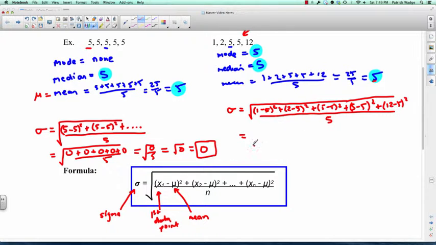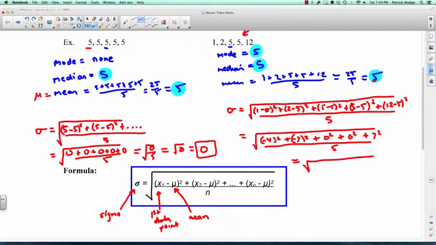So that equals 1 take away 5 is negative 4, and then we're going to square that, plus 2 take away 5 is negative 3, we're going to square that. 5 take away 5 is 0, and we're going to square that. 5 take away 5 is 0, we're going to square that. And 12 take away 5 is 7, and we're going to square that. And we're going to divide that all by 5.